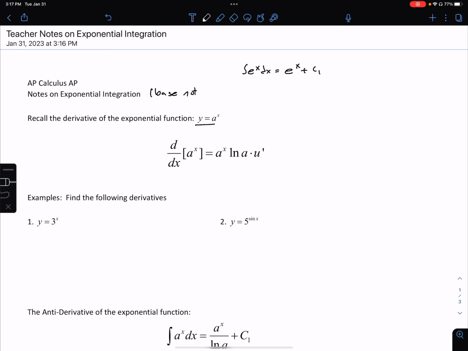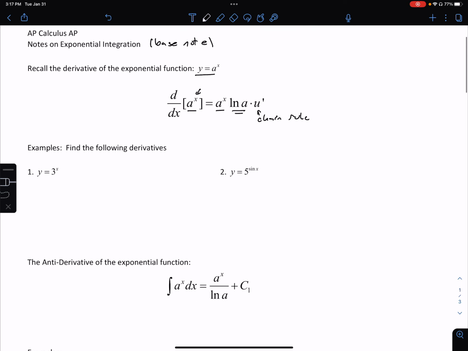And this is pretty easy to do. It's just going to be a rule. When we took the derivative earlier this year of a to the x, we said we got a to the x times the natural log of a times u prime. Remember, u prime is just the chain rule right there. For our chain rule, we're looking at our exponent, that x. So let's take a look at one real quick.